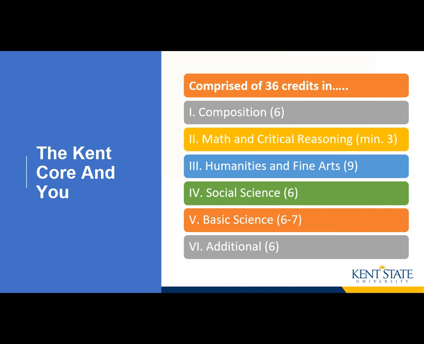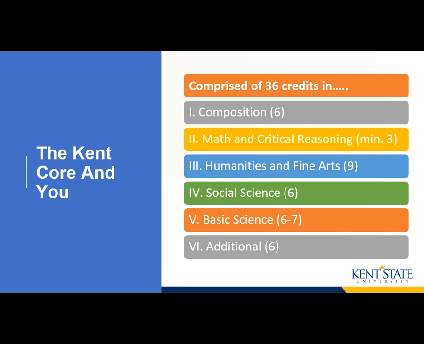The requirement is categorized into 6 areas, and you will take courses in each. The number next to the category corresponds to how many hours you will take. Most courses at Kent State are 3 credit hours, so you can divide the number by 3 to see how many courses you will take per category. Just be aware, some programs may specify exactly which Kent Core courses are to be taken, and some do not.